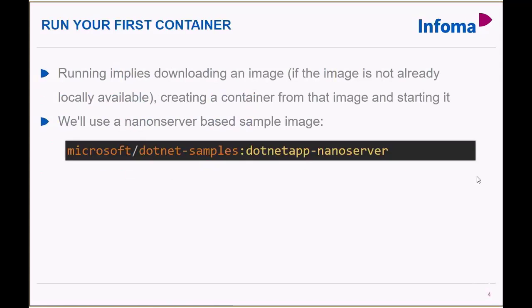Okay, what does running your first container mean? It means you're going to download the image if that image is not already locally available, and I've downloaded everything that I'll need today because we don't want to look at the download screen during this session. Essentially, if you do a Docker run, it checks if that image is locally available. If yes, it's just going to create a container from that image and start it. And if not, it's going to download that image, then create a container and start it. We'll use a Nano Server based sample image which Microsoft provides, called .NET App Nano Server, and that is built by Microsoft and provided through the .NET Samples repository.